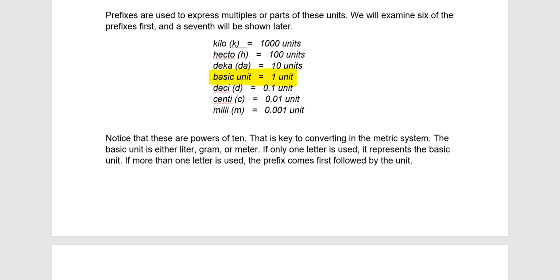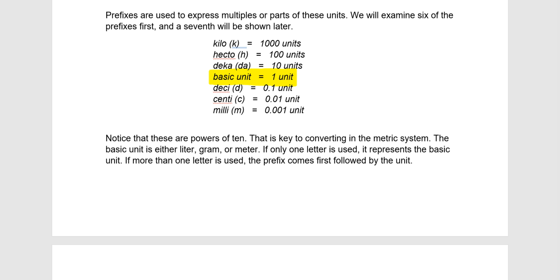Kilo, denoted with a K, is 1,000 units. Hecto, denoted with an H, is 100 units. Deca, denoted with a DA, is the only one that's a little bit odd because it's denoted DA, and deca starts with a D and ends with an A. That one is 10 units. Then we have deci, denoted with a D, which is 0.1 unit. Then centi, which is C, and that's 0.01 units. And milli, M, which is 0.001 units. Notice that these are all powers of 10. All this is doing from unit to unit is moving the decimal over.